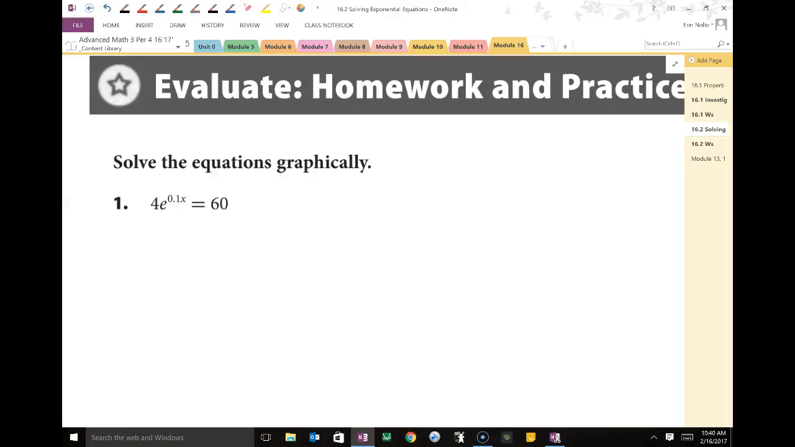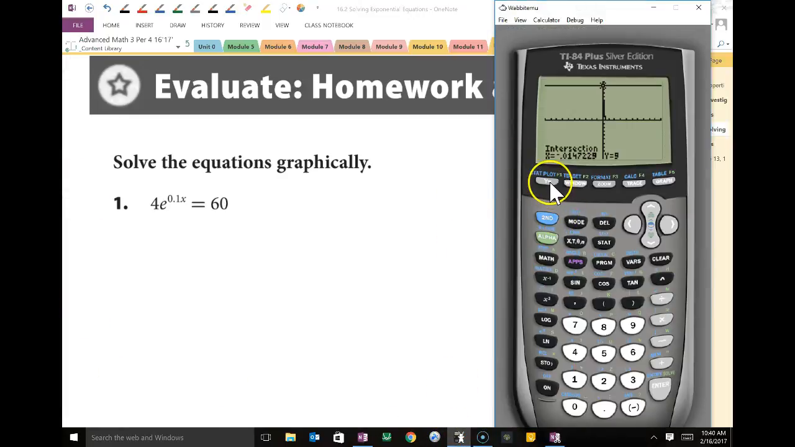We've done this already. So quick refresher on this, how do I solve an equation graphically? With my calculator. You type it in, okay, good. Where do you type it in? Good. Okay, so then I'm going to type 4e to the 0.1x into my y1.